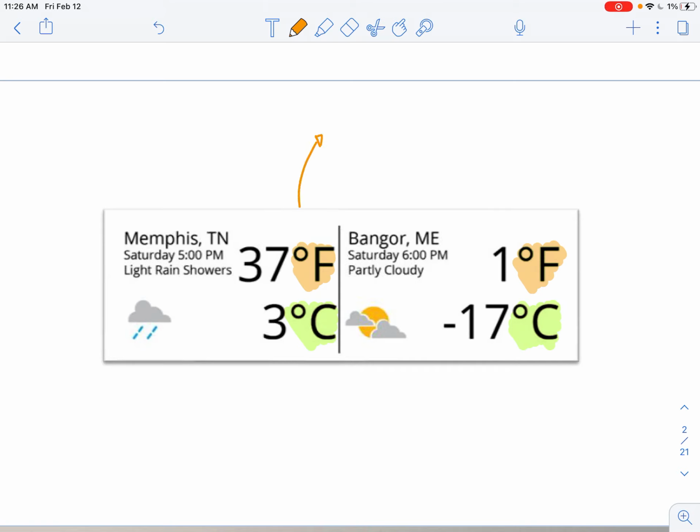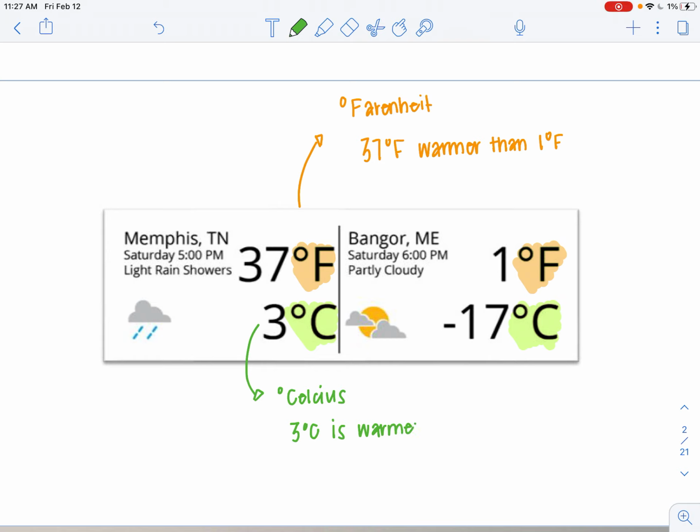we wanted to compare the temperatures in degrees Fahrenheit, and we would say that 37 degrees Fahrenheit is warmer than 1 degree Fahrenheit. Because of course we know intuitively that 37 degrees is warmer than 1 degree. Now when we look at degrees Celsius, things get a little bit trickier. The reason being that 17 looks bigger than 3 at first glance. However, 3 degrees Celsius is warmer than negative 17 degrees Fahrenheit.